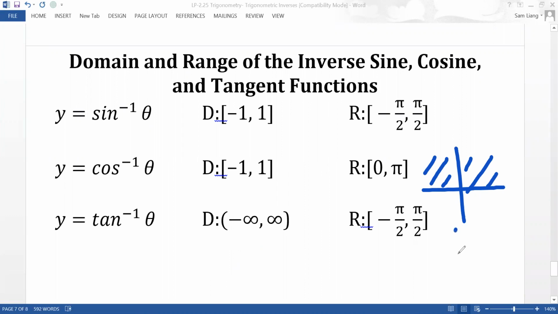For the range of inverse tangent, or arctangent, it'll also be quadrants 1 and 4. Because tangent, like every other trig function, is positive in quadrant 1, there we get the positive values. And then in quadrant 4, tangent is negative, so we get the negative values, or the negative angles.